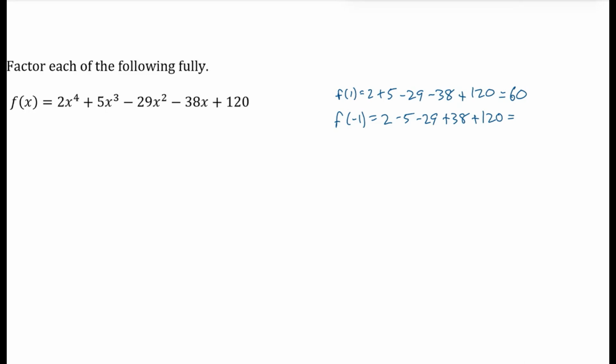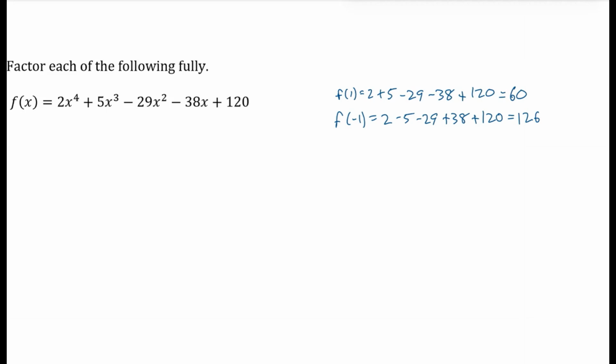Who's got their calculator and they've got quick hands? 118. I didn't get 118. I got 126. It's probably just a typo. And you wouldn't lose marks for that because I'm not marking that. I don't really care. You care if it's 0 or not. That's all you care about.